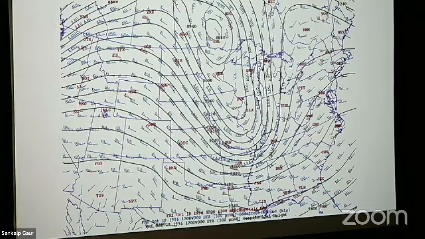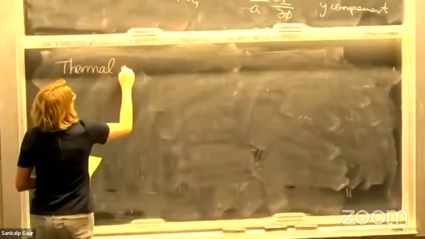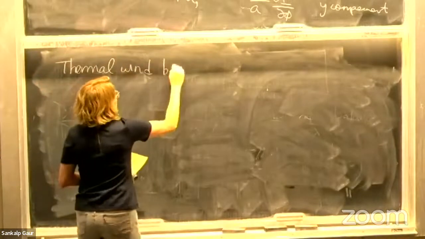We can even understand that on any particular day. This is a given day, a given time even, not like the annual mean that I was showing before. So the final dominant balance is just to combine these two, which is the so-called thermal wind balance. So thermal wind balance is then the combination.